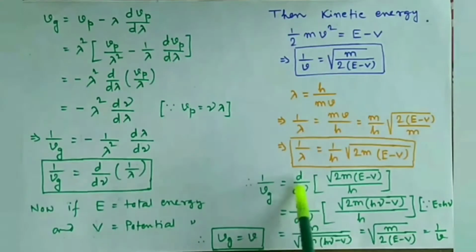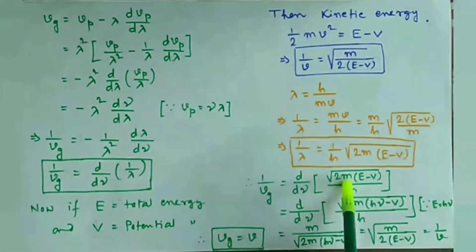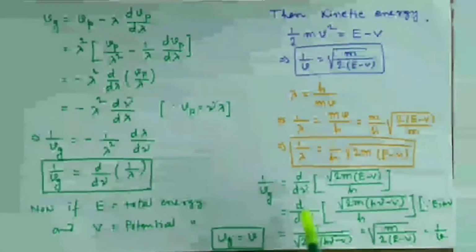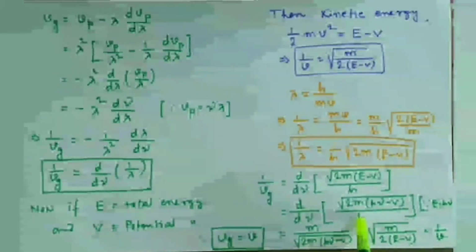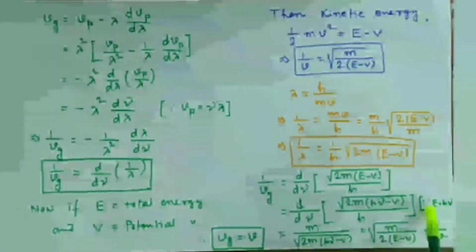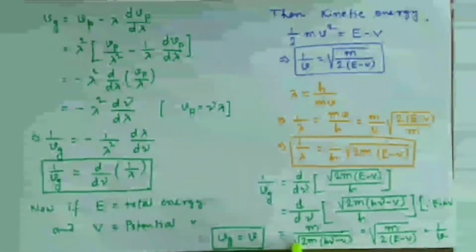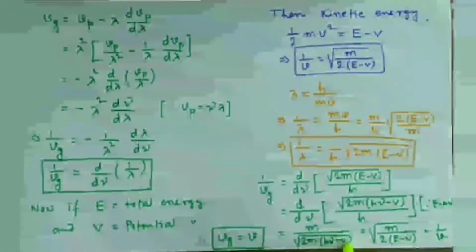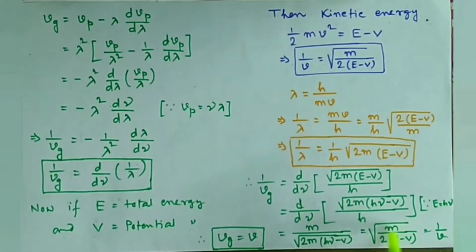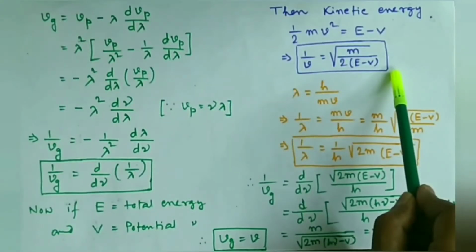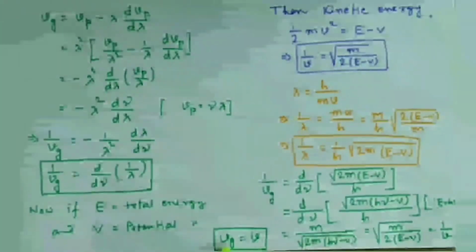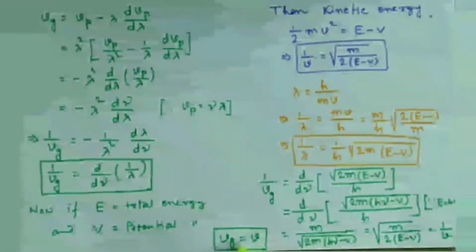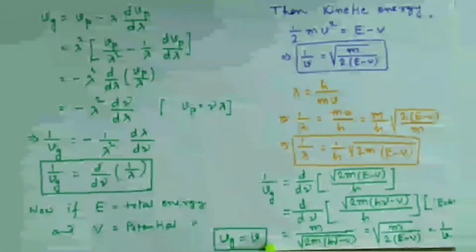Now we put the value of 1 by lambda in this expression, and we may write 1 by Vg equals d by d nu of root over 2m into E minus V by h, equals d by d nu of root over 2m into h nu minus V by h, as E equals h nu. This equals root over m by 2 into E minus V, and this is 1 by v from the earlier expression. Thus we may finally write Vg equals v, which means the group velocity associated with the free particle is equal to the particle velocity.